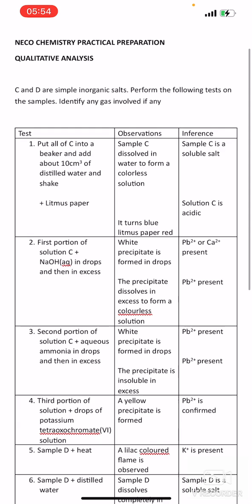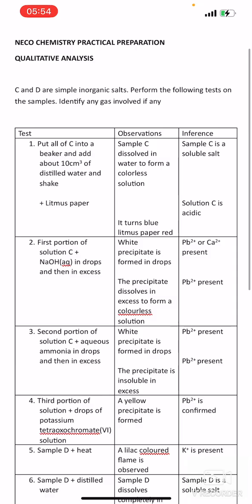Hello everyone, you're welcome to this class, and I quickly want to take you through the qualitative analysis section that you are going to be doing on Monday. So C and D are the samples that you will be given, and you know that C is lead(II) nitrate, Pb(NO3)2, while D is potassium sulfite, K2SO3.